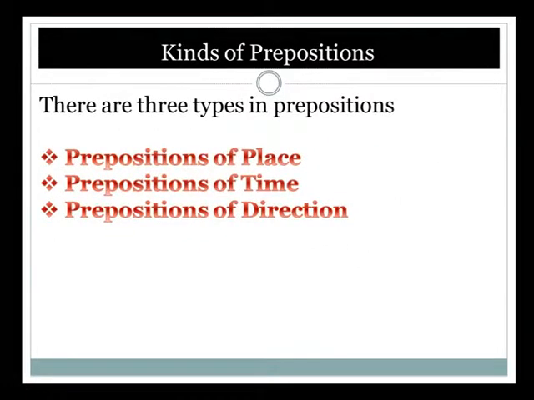So, the kinds of prepositions will be broadly divided in three categories now, which are prepositions of place, prepositions of time, and prepositions of direction. Let us see what is the difference and what are the sample examples for each one of them.